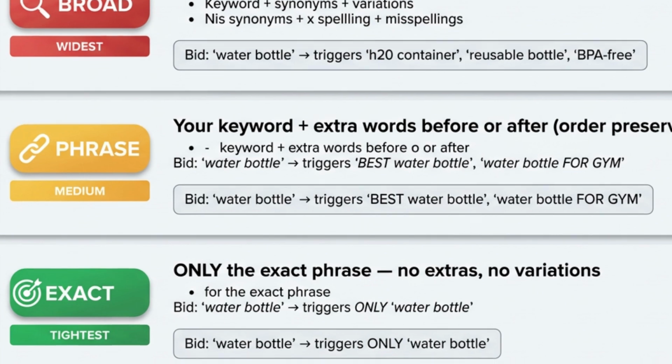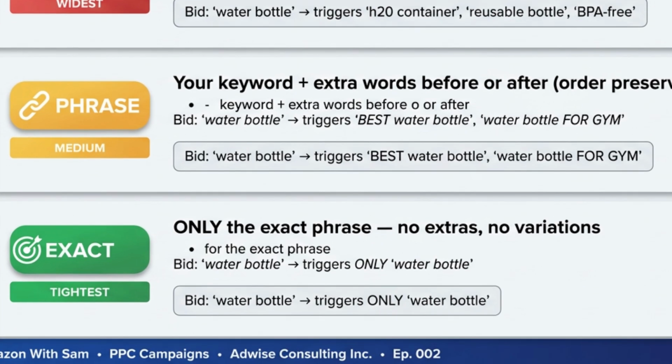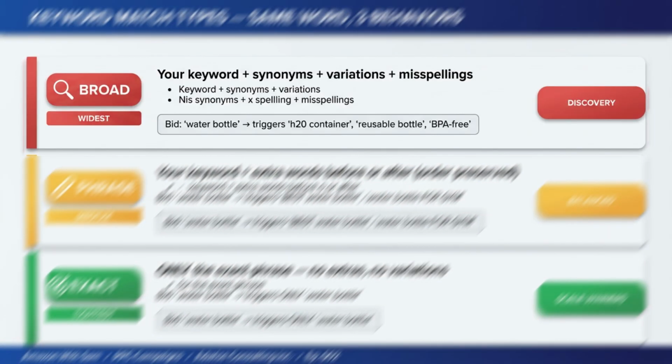Tighter than broad, and exact match, only the exact phrase. Water bottle triggers only on water bottle. Nothing else. Tightest targeting, highest converting, lowest waste. Here's how you actually deploy them. Broad, use it for discovery inside your manual campaigns. Low bids, let it find new search terms you didn't know about. Then promote winners to exact.